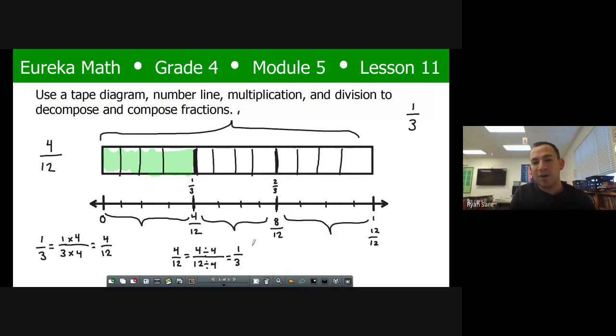The thing that I like about the number line is that you can have multiple fractions landing on the same spot. And since that spot is the same distance between 0 and 1, it's showing that they are, in fact, the same amount.